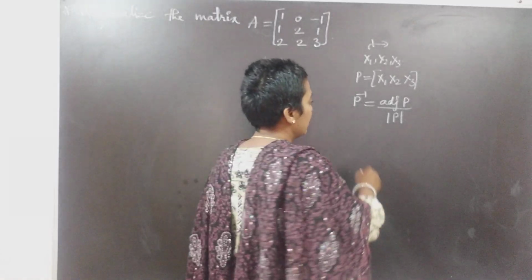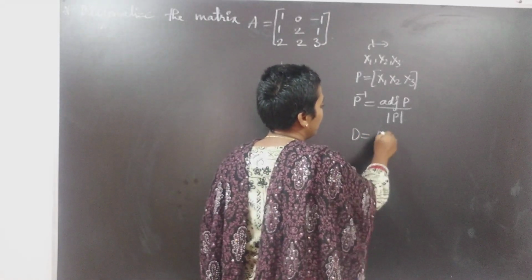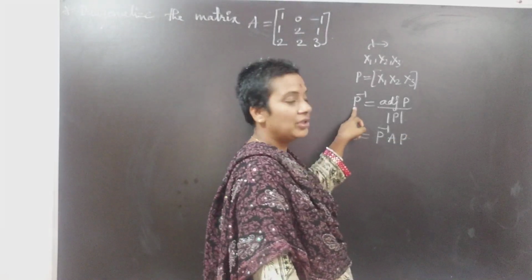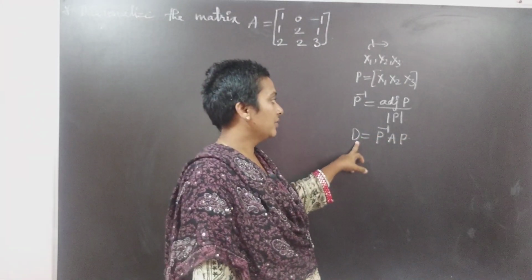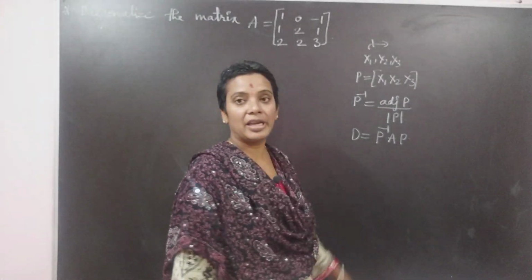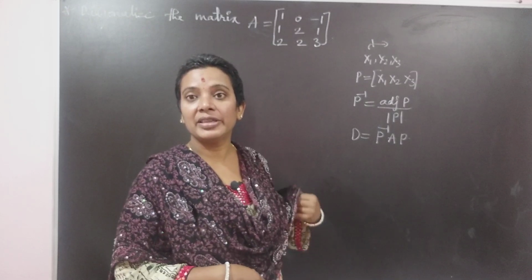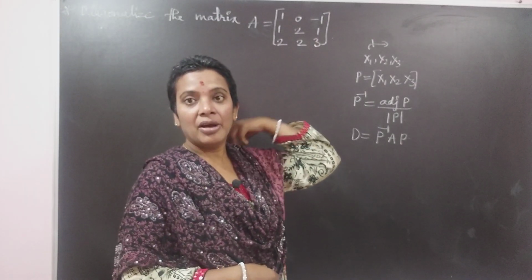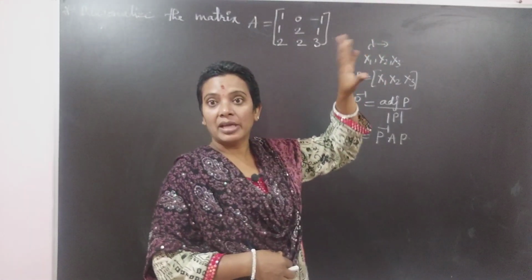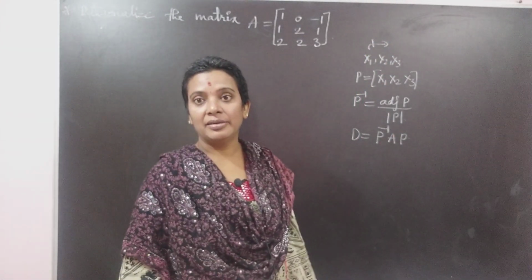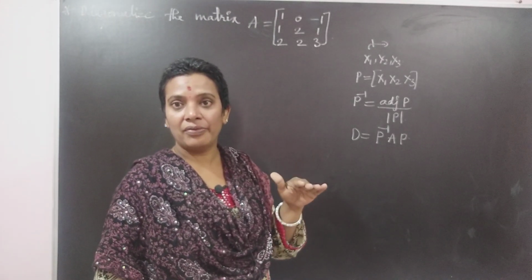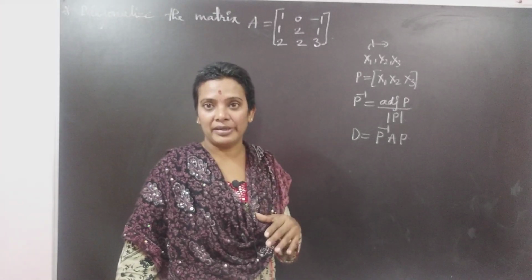Next, the relation of the diagonal matrix with the modal matrix is P inverse AP. We find P inverse, then the product P inverse AP, and we get the diagonal matrix. What are the diagonal elements? They are the eigenvalues. Those are the diagonal elements in the diagonal matrix. This is the procedure for finding the diagonal matrix.